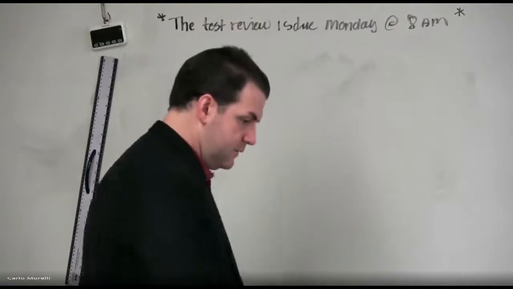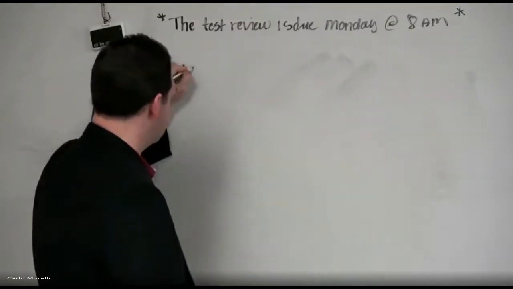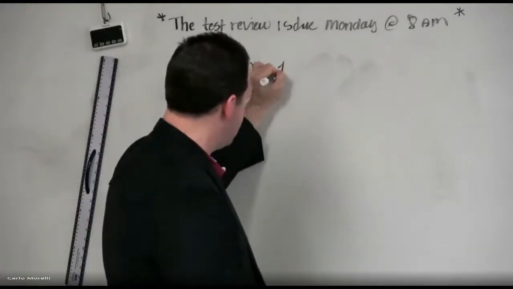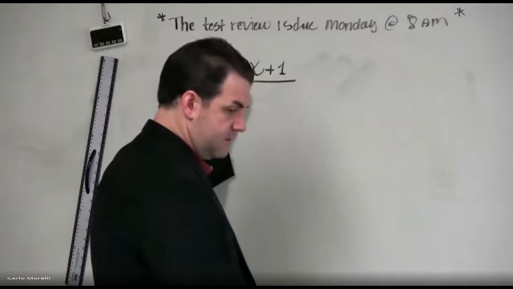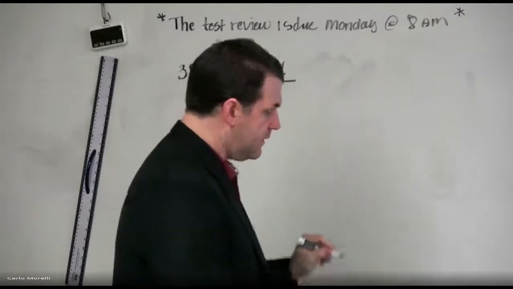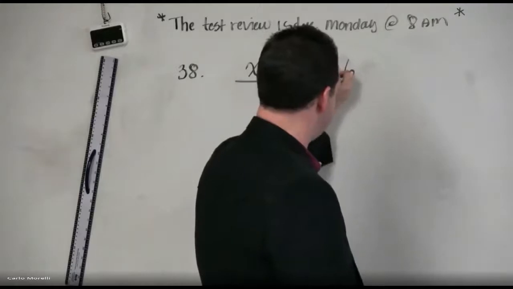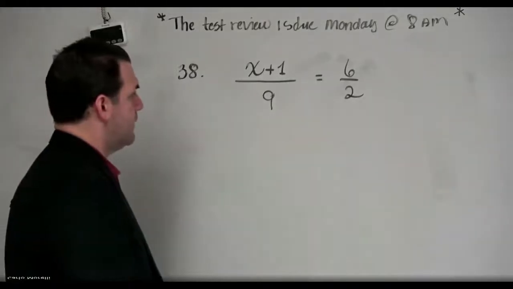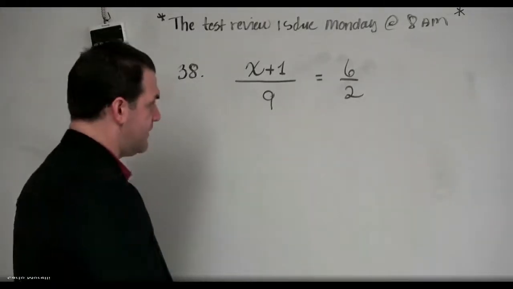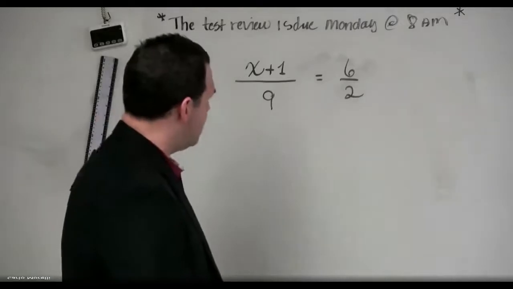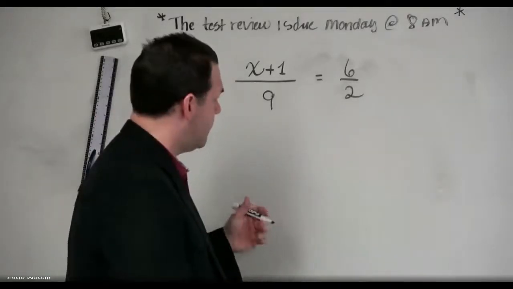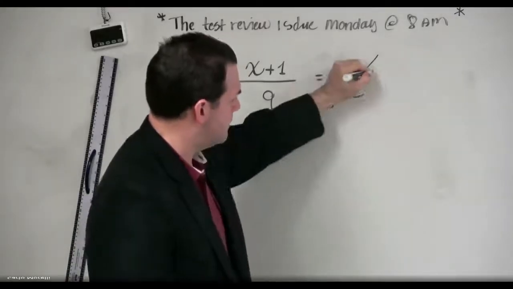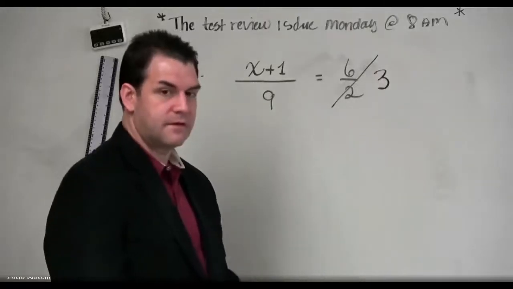And we're moving on to number 38. We have x plus 1 over 9 equals 6 over 2. Today I want to mix this up. So instead of doing butterfly, why don't we just recognize that 6 over 2 is 3? Isn't it? 6 divided by 2, isn't it 3?